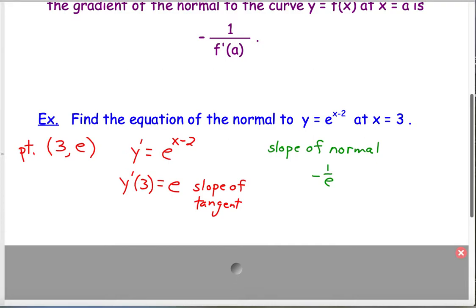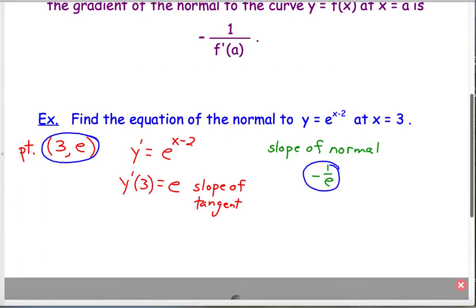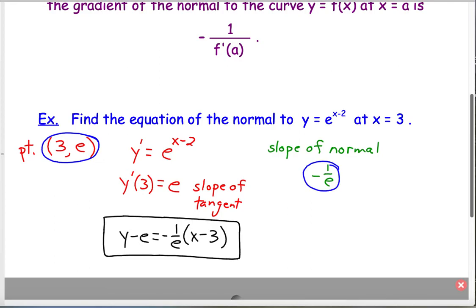So I've got my point and I've got my slope. So I'm ready to write my equation. So let's do it in a different color. So I've got y minus e equals negative 1 over e times the quantity x minus 3. And you could go ahead and graph the normal line on your calculator. As long as your window is in a square setting, you'll see that that normal line is perpendicular to your tangent line.